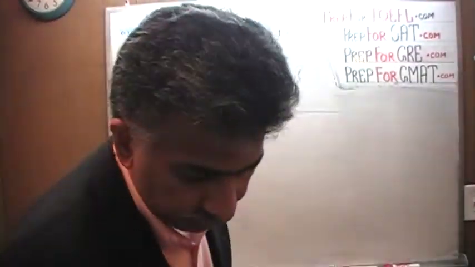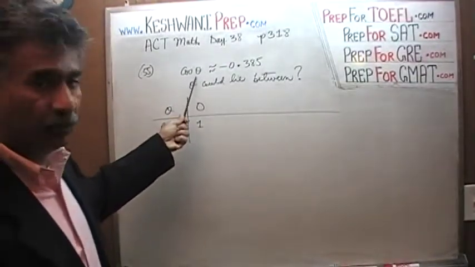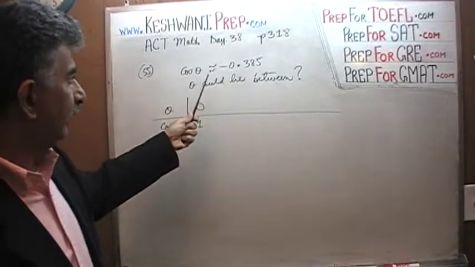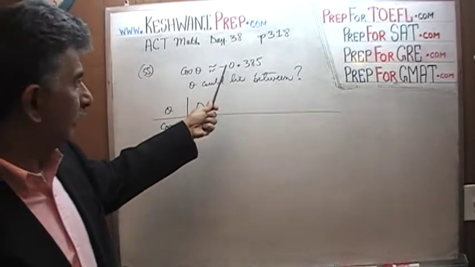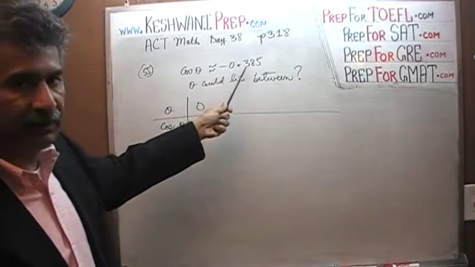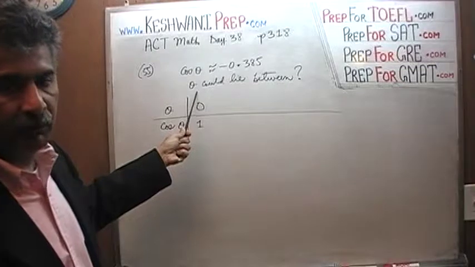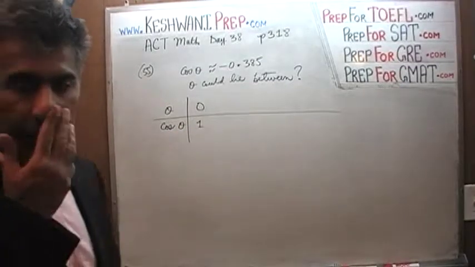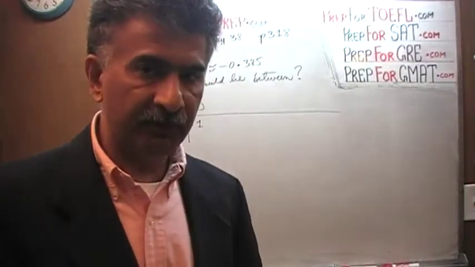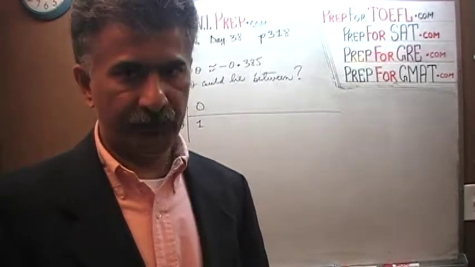The very first problem, we are told here that we have angle theta, and we are told that the cosine of angle theta is approximately equal to negative 0.385. The question is, if that were to be true, what would be the value of theta? We are given 5 ranges of the angle measurements for theta, and our job is to find the appropriate range among the 5 answer choices.